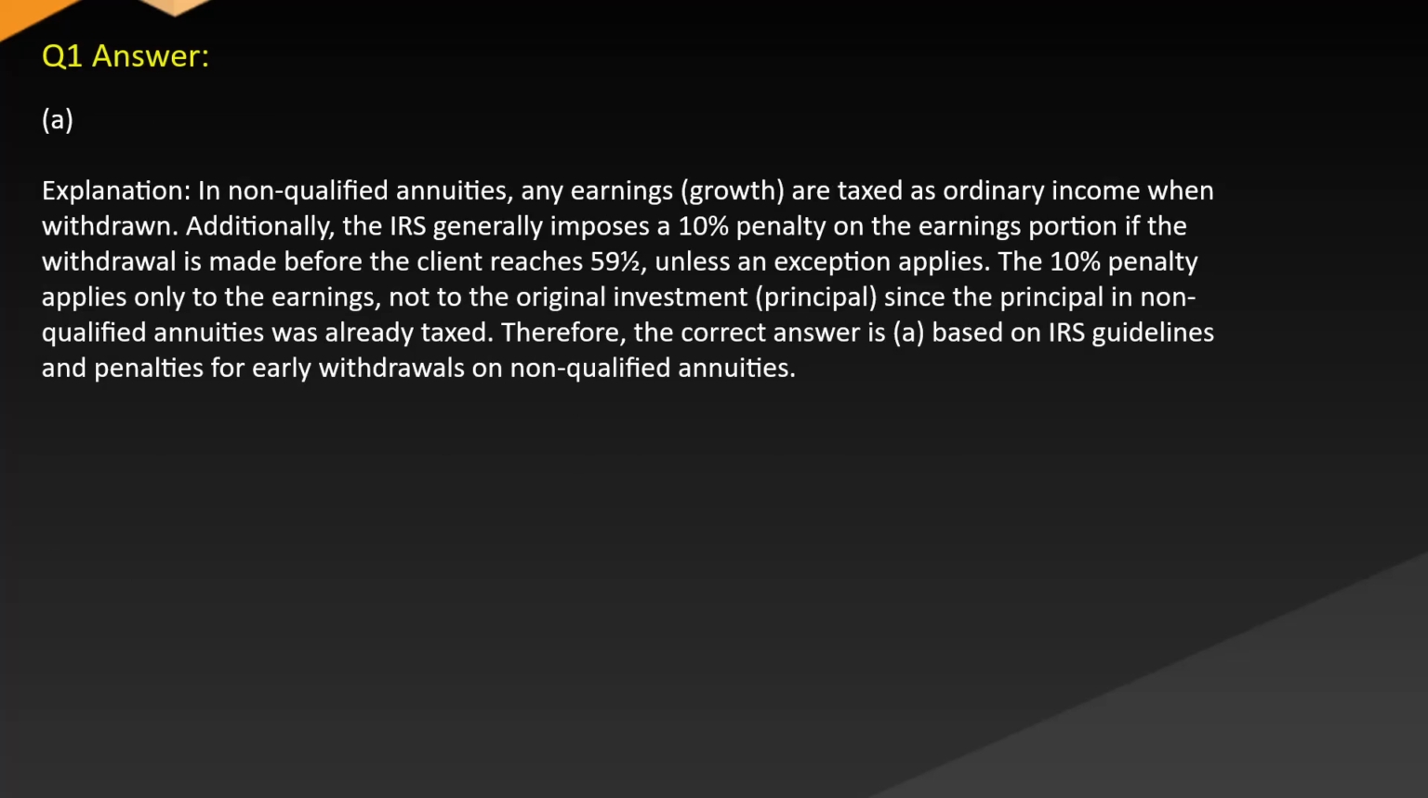Answer. A. Explanation. In non-qualified annuities, any earnings growth is taxed as ordinary income when withdrawn. Additionally, the IRS generally imposes a 10% penalty on the earnings portion if the withdrawal is made before the client reaches 59½, unless an exception applies. The 10% penalty applies only to the earnings, not to the original investment principal, since the principal in non-qualified annuities was already taxed. Therefore, the correct answer is A, based on IRS guidelines and penalties for early withdrawals on non-qualified annuities.